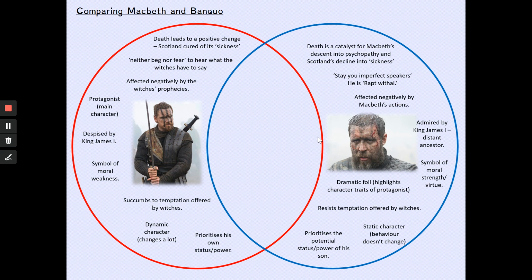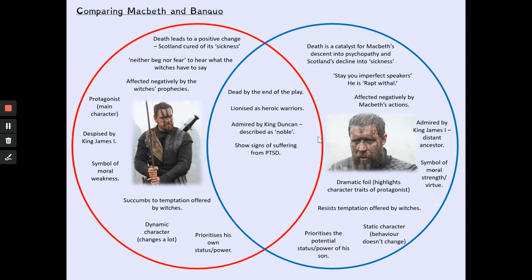Symbol of moral weakness, symbol of moral strength, and then some similarities. They're both dead by the end of the play. They are both lionized, which means celebrated as heroic. They are admired by King Duncan, who describes both of them as noble. And in one sense, he's right, and in one sense, he couldn't be more wrong.